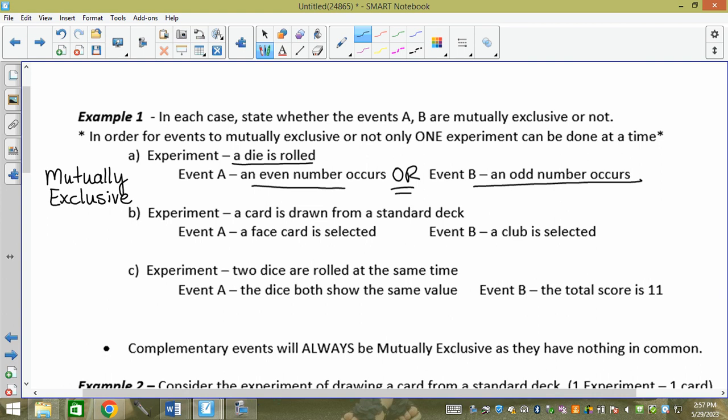Next experiment, a card is drawn from a standard deck. Is that one thing happening? Picking out a card. Now, what's the chance that it's a face card or a club? Are there any club face cards? Yeah, Jack, Queen, and King. So this would be not mutually exclusive because the events overlap.